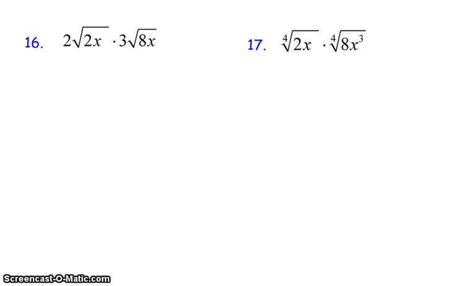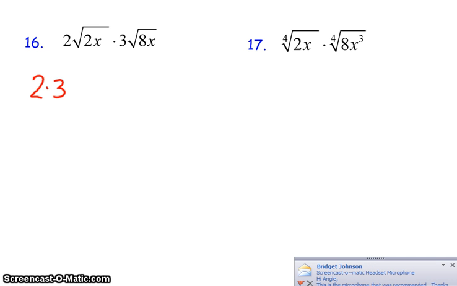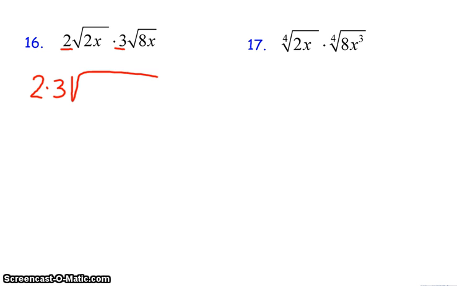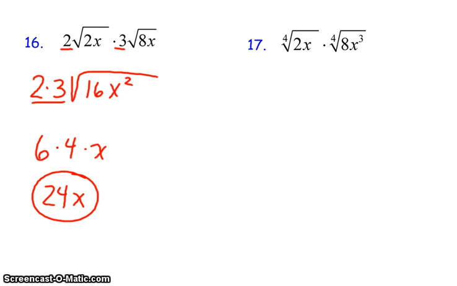I would probably multiply 2 times 3, and then I'd put everything under the root. So 2 times 8 is 16, and then I would have x squared, and then simplifying I would get 6. The square root of 16 is 4. Square root of x squared is x, so you would end up with 24x. And that would be all the way simplified.